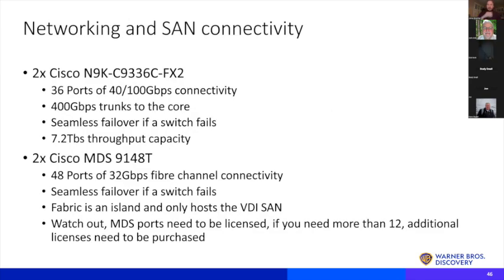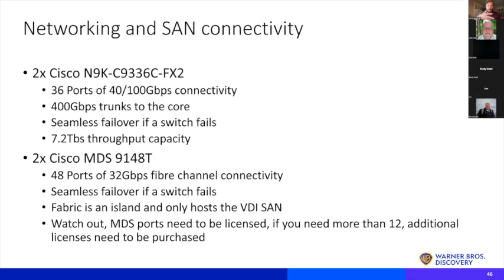Now, for network connectivity on the back end, we're using 2 Ciscos. They're 100 gig capable. We have a 400 gig trunk, of course. The inner plane or bandwidth of these is 7.2 terabits per second. And we're using MVS devices to form a SAN island for our back end infrastructure for the storage.